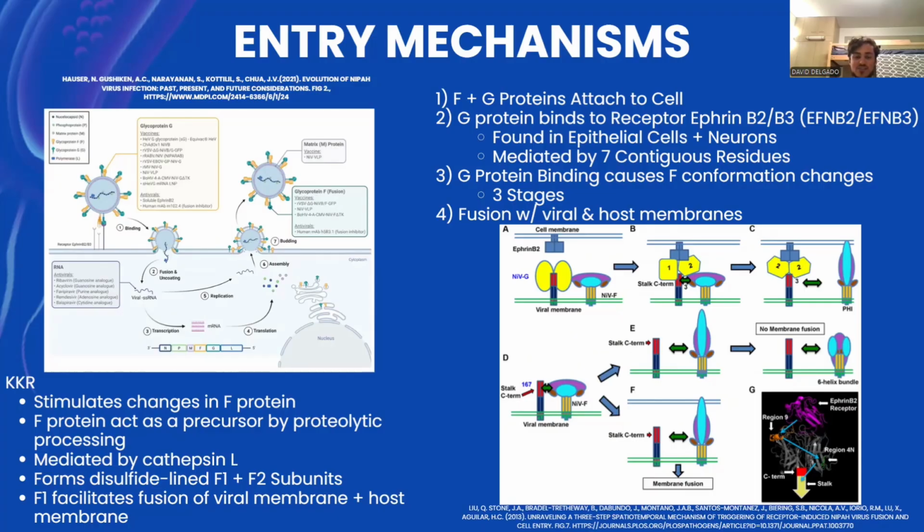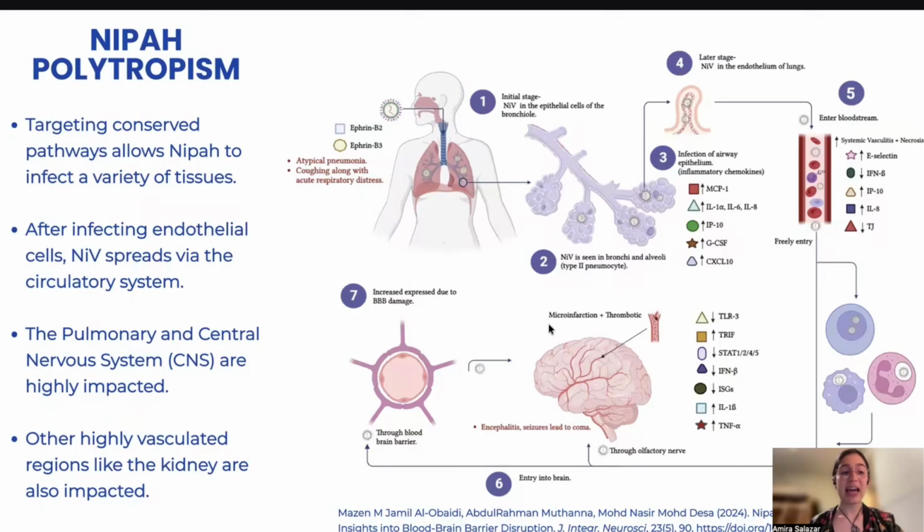Once the G protein binds, it triggers a conformational change that exposes the fusion protein F, and this fusion protein connects with the host cell membrane. Once it connects, it allows the viral genome to enter the cytoplasm. The coordination between G and F proteins creates a highly efficient entry system that gives Nipah a significant advantage over other related paramyxoviruses.